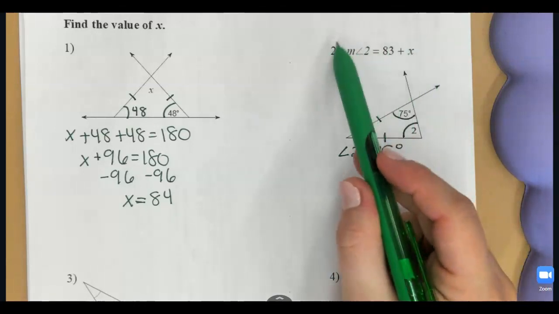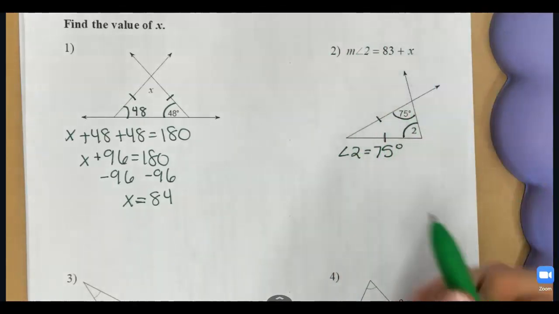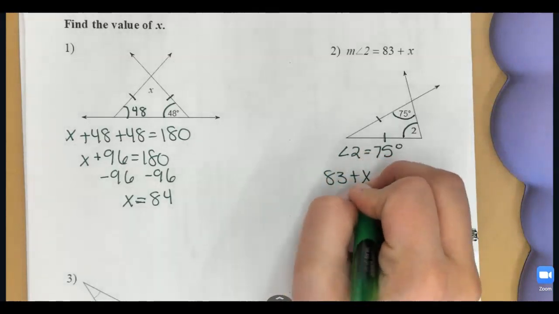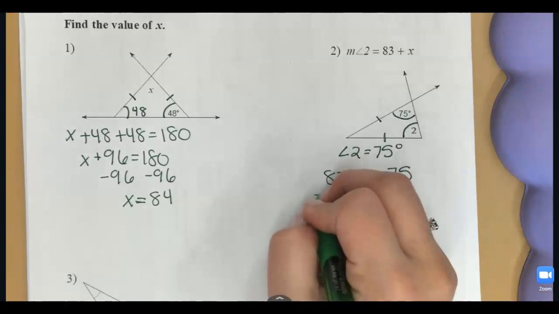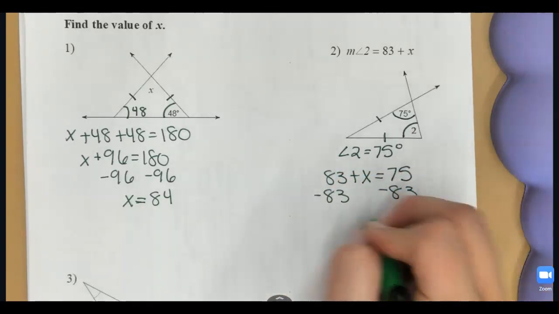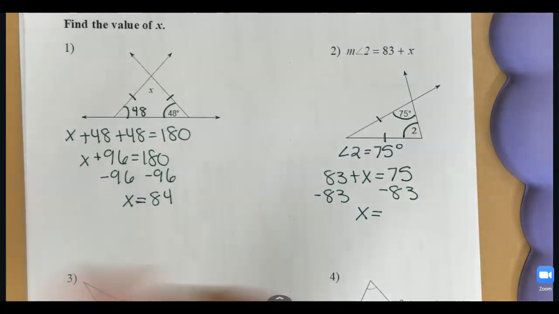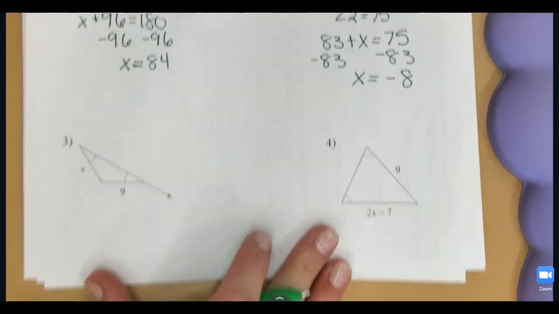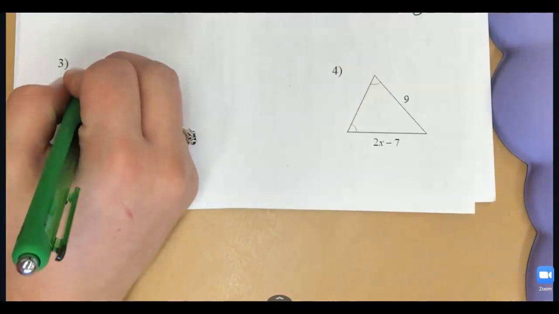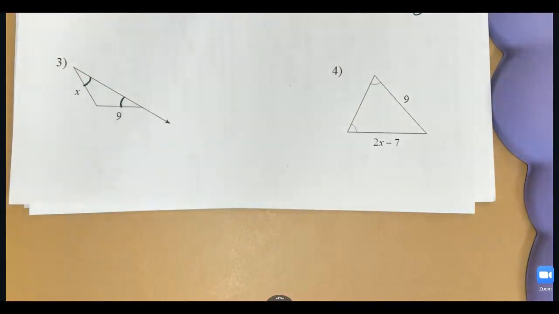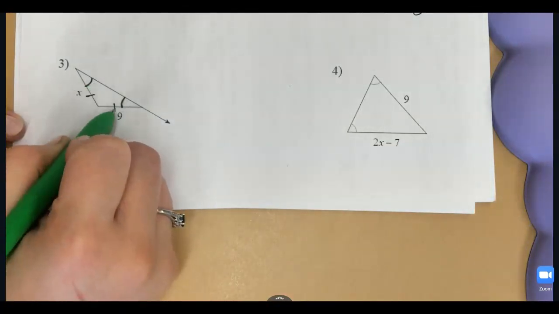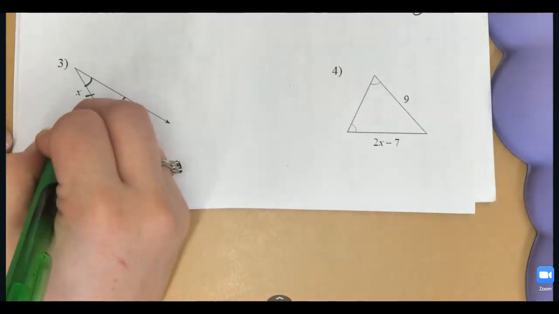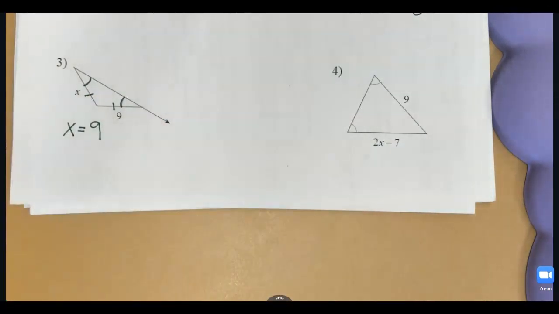Well, if I'm given this expression for the measure of angle 2 being 83 plus x, that means 83 plus x is equal to 75. So what I need to solve for now is x. I'm going to subtract 83 on both sides. And I get that x is negative 8. Moving on to the last two. On 3, my tick marks tell me that these two base angles are congruent. So from that, I can conclude that the sides opposite them, the x and the 9, are congruent, meaning they have the same measure. So x is going to be 9 on number 3.